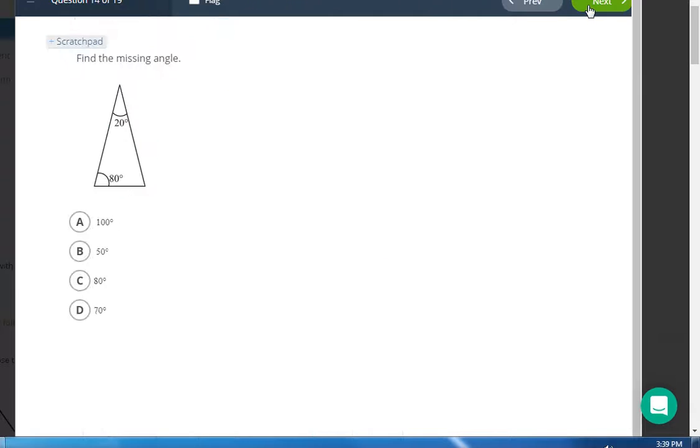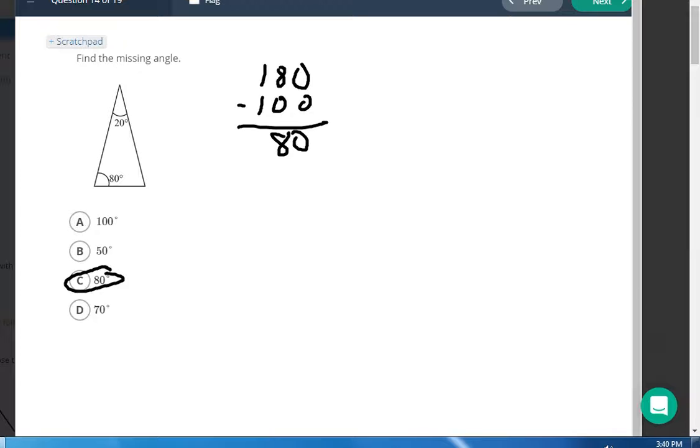So moving right along, here we go. It says find the missing measure. Well, we know that a triangle has 180 degrees in it. So we know that if we add these two up, 20 and 80 is 100. So we have to subtract, and it will leave us our remaining angle of 80.